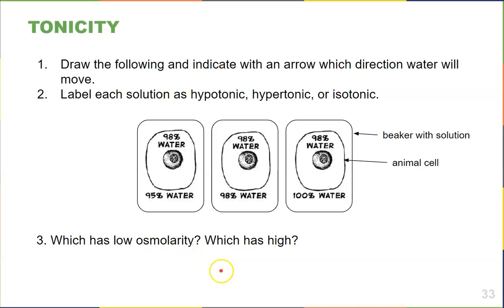If you did the activity, what you should have is that water is going to move out of this cell, water is going to be exchanged evenly in this cell, and water is going to move in for that cell. For the first cell, the solution that the cell is sitting in is going to have high osmolarity, and then this solution will be low osmolarity. So good job if you got those correct.